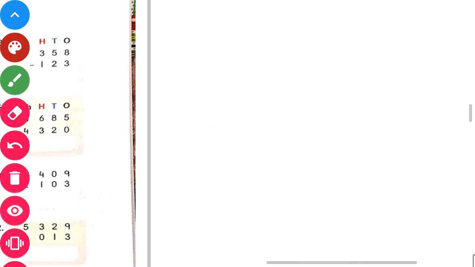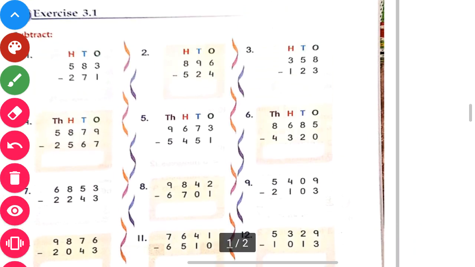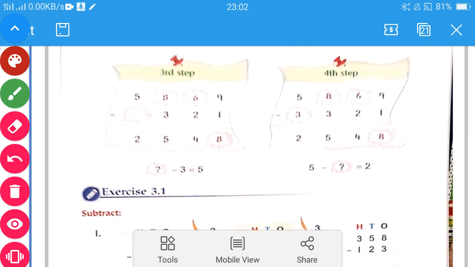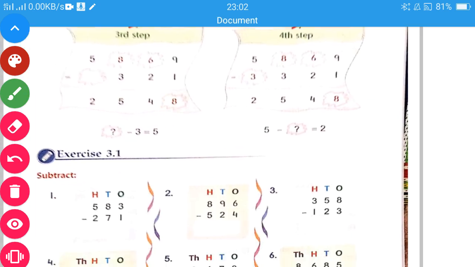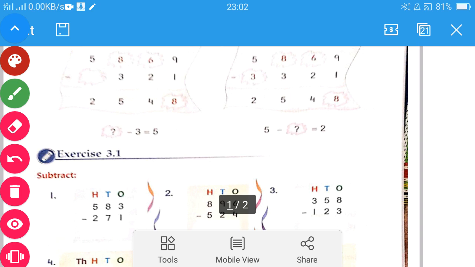So kids, today we have understood the concept of subtraction without regrouping. Tomorrow we will do subtraction with regrouping.